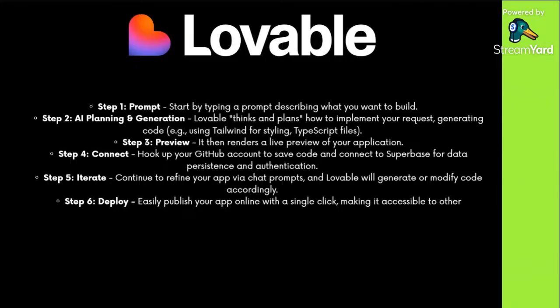So what's the next step? Deploy. Easily publish your app online with a single click, making it accessible to others. So that's it. Your app is published, but it's just published via Lovable. To make it into an actual website, you need to connect it to your GitHub and export the website code and take it to your domain, where you bought your domain. You can buy domains from GoDaddy, or you can take those codes and deploy them there also.